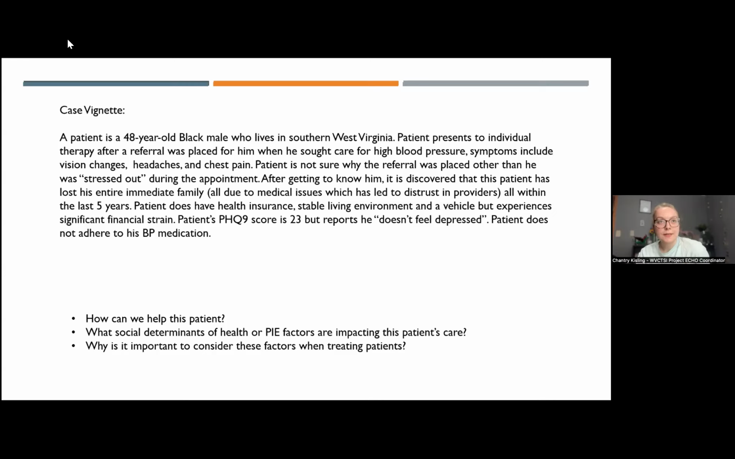Potentially what depression is, since he said he doesn't feel depressed, but his PHQ reflects otherwise. Healthcare literacy, loss of family, money strain, lack of support system.